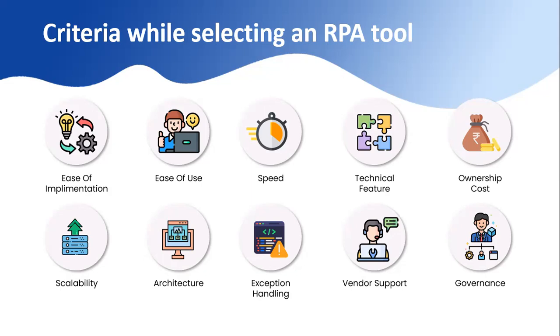Cool. So speed is done. Now, technical features. Why are we not using Selenium for automation? Because Selenium only works with the browser. Why are we not using SAP automation? SAP automation only works with SAP. Why are we not using other automation tools? Because of their technical feasibility, their technical features.